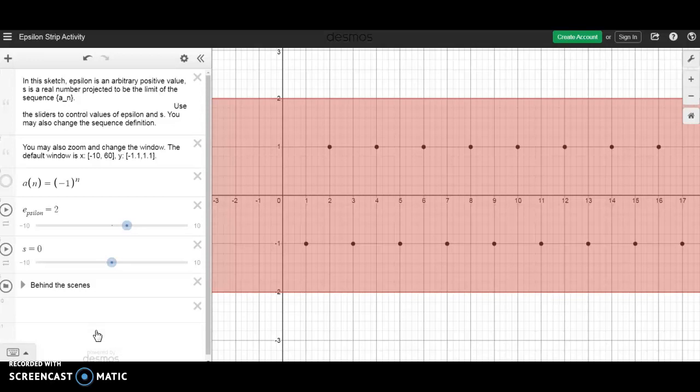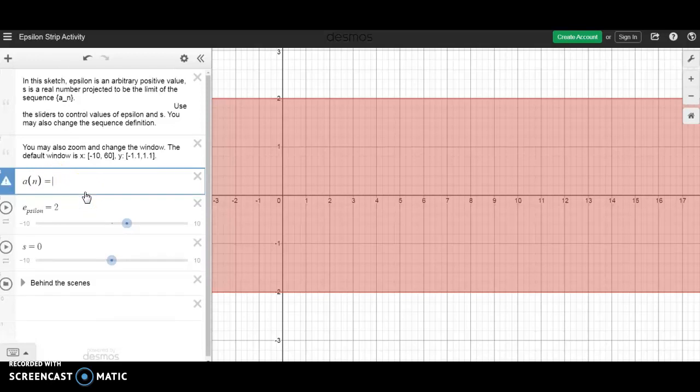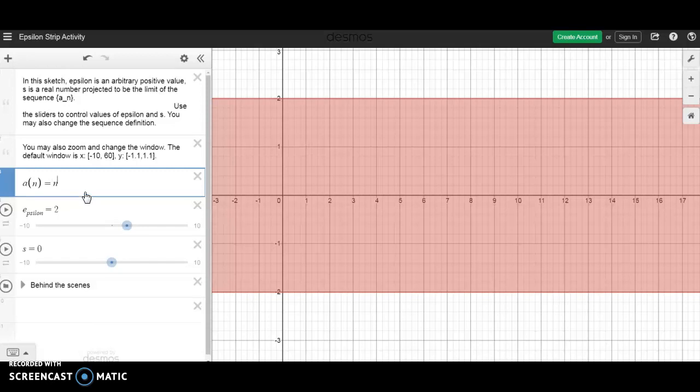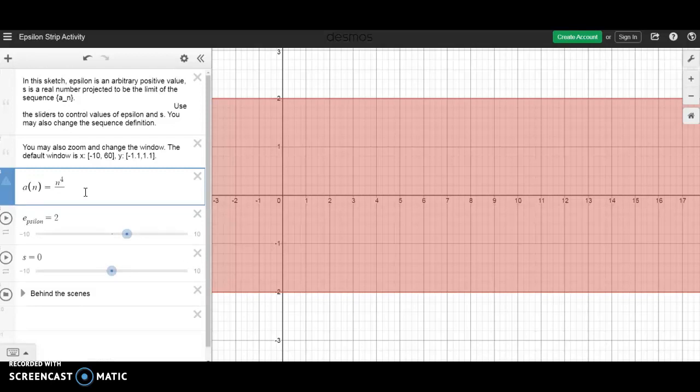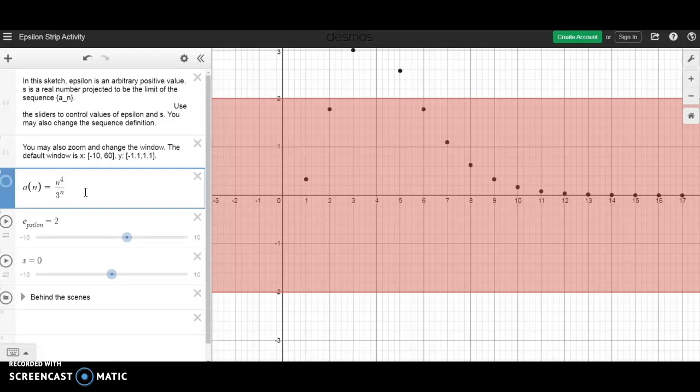Well, the one that I picked to experiment with is number 4. So let's go change this function to be n to the 4th, divided by 3 to the n. Oop, 3 to the n, 3 with an exponent of n. There we go.